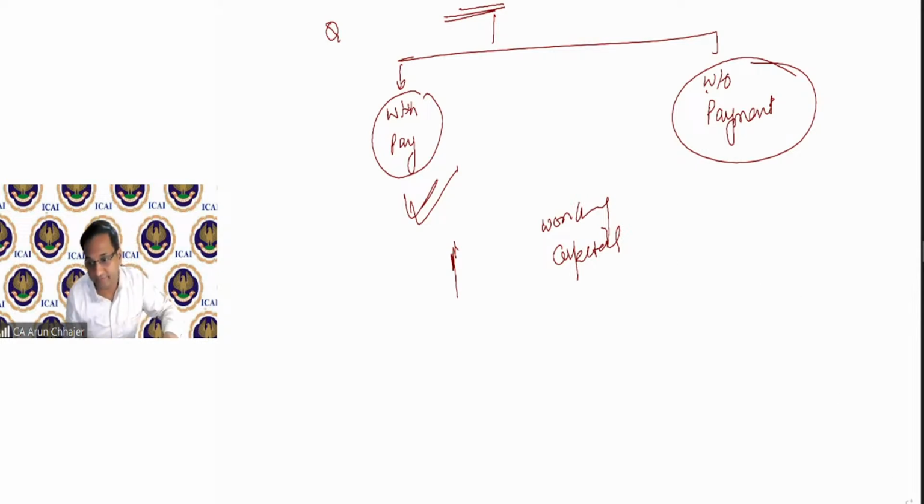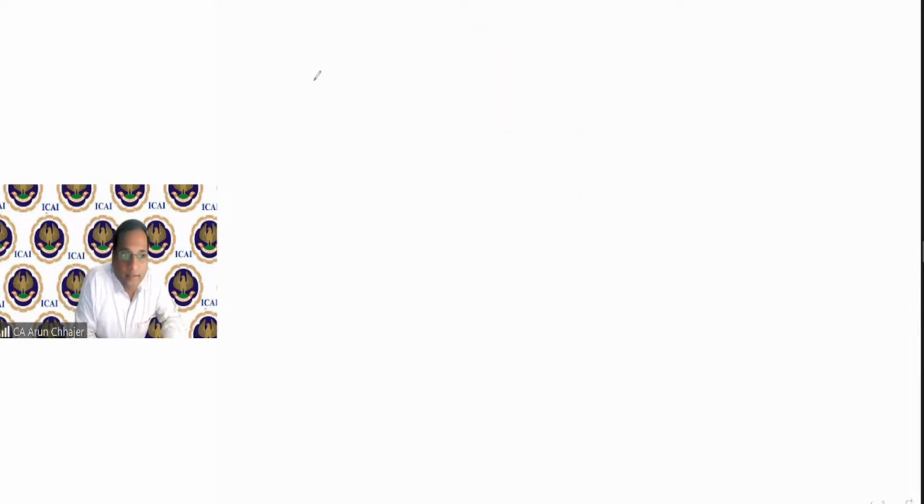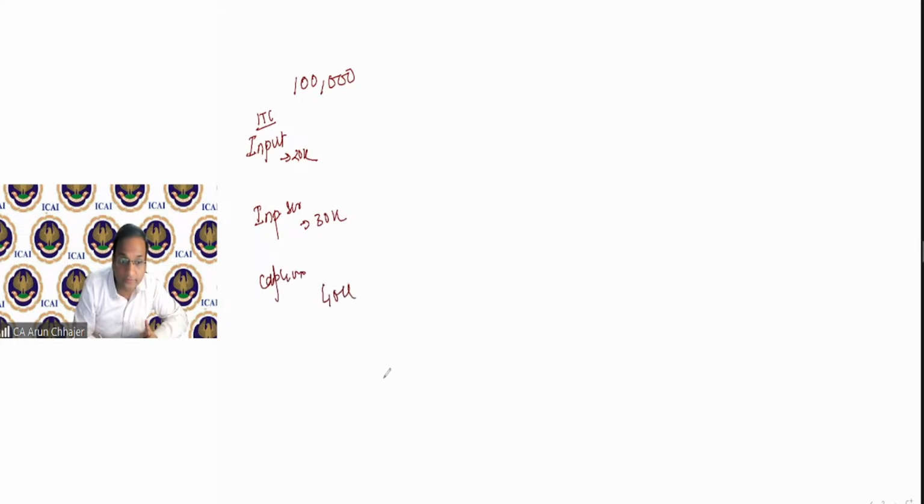Now try to understand. Let's say I am talking about one situation. My tax liability is rupees 1 lakh. I am exporting the goods or services and my total tax liability, IGST, is 1 lakh rupees. There is an ITC on account of input of 20,000, input service, let's say 30,000, and capital goods 40,000. So I have 90,000.